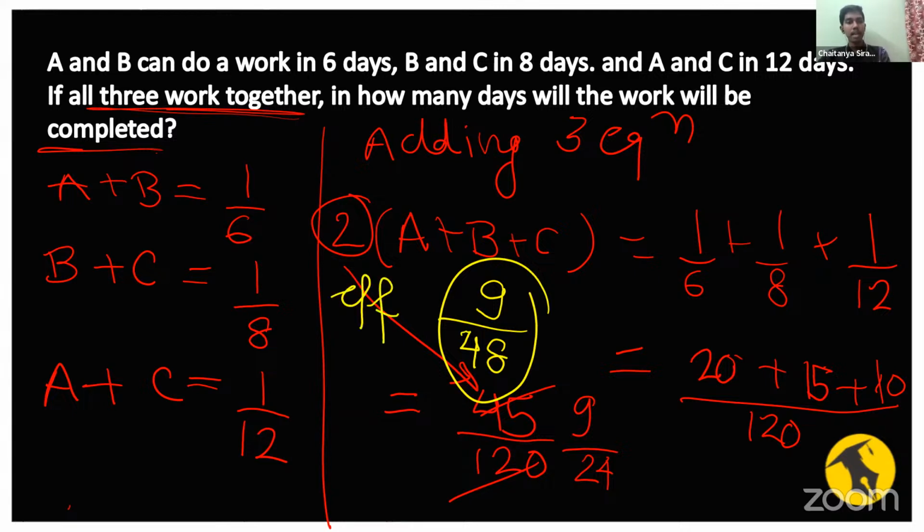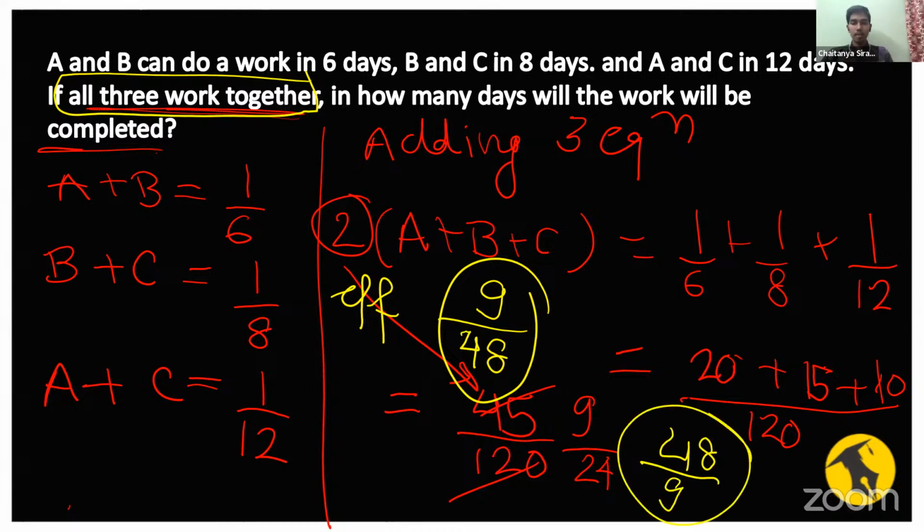Efficiency when A, B, and C are working together. So how many days will they take? It will be simply 48 by 9. All right. This was work per day, and this is the total number of days.